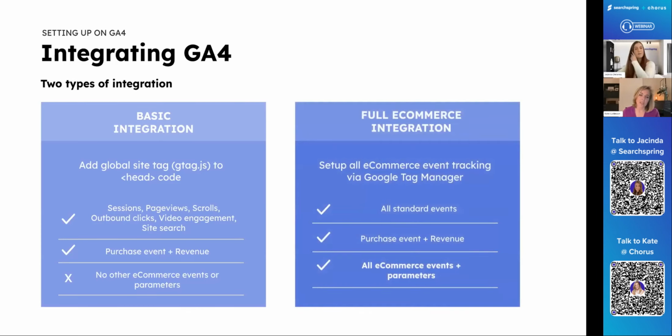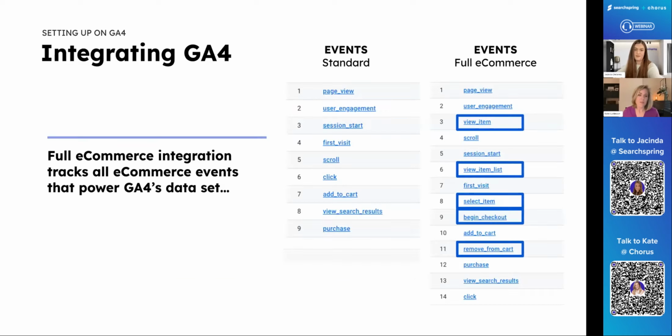When we look at a full e-commerce integration, we get not only all standard events, but we also get the purchase event, revenue, and all those e-commerce events and parameters. And this is either set up through a native integration such as the Shopify GA4 native integration, or through a custom integration with Google Tag Manager if you're on another platform.